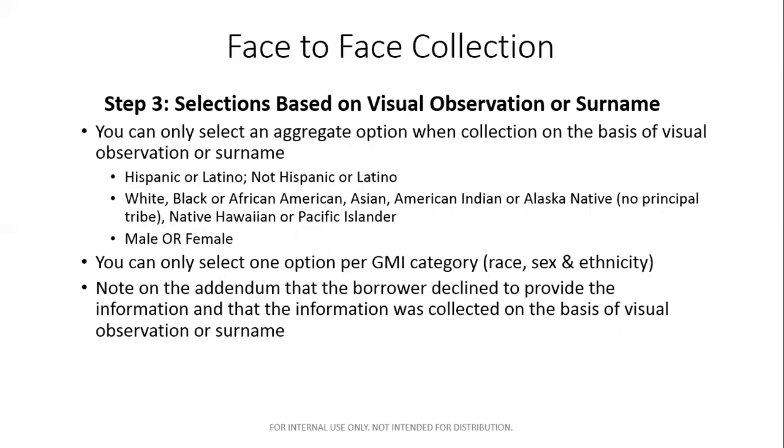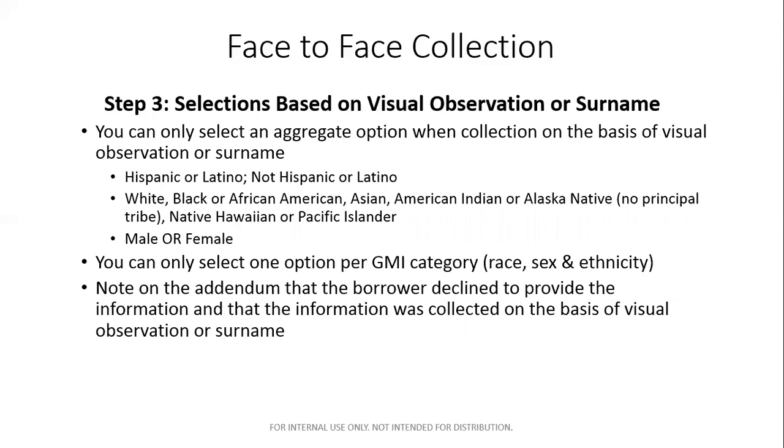Step 3, you can only select an aggregate option when collection is based on visual observation. So when we are making a selection based on visual observation or surname, we can't go into the disaggregate information. We can't be guessing the real fine-tuned race and ethnicity options. We can only take the old aggregate information: White, Black or African American, Asian, American Indian or Alaska Native, no tribes, no principal tribes, Native Hawaiian or Pacific Islander, and then of course male or female.